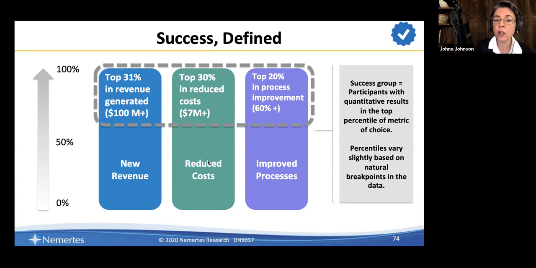Folks that wanted to reduce costs were looking at much less significant, but still significant cost reductions on the order of $7 million. And those who were looking primarily for business process improvement were improving their process by 60% or more. So in sum, our definition is either new money, saved money, better processes, and here are the numbers that associate with those three metrics.